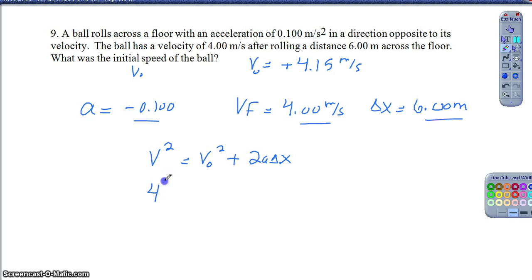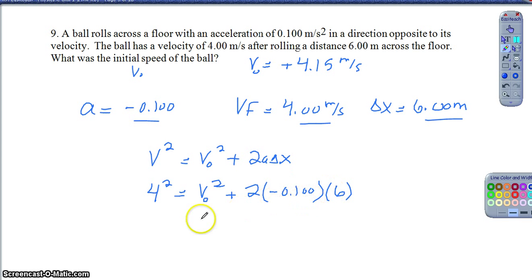My final velocity I know is 4, so I'm squaring that. My initial velocity is what I'm looking for. 2, it is once again very important here that I include the negative with the acceleration, and then my displacement of 6. So at this point, I trust that you guys can calculate, right?